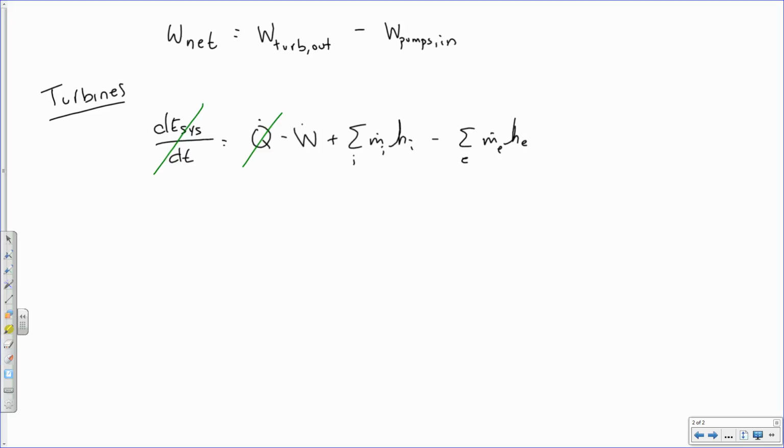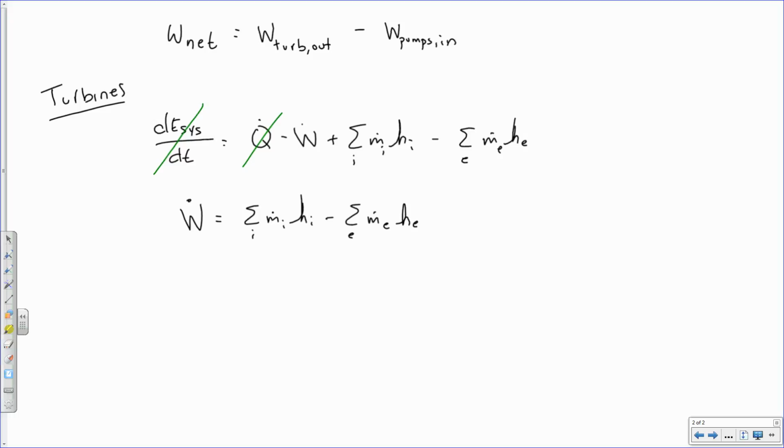When I solve for work, W dot is equal to the summation over all the inlets of M dot i H i, minus the summation over all of the exits of M dot e H e.